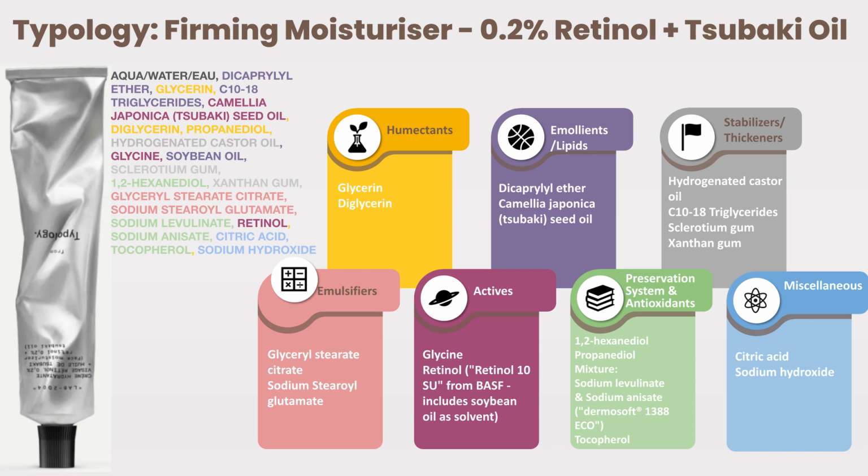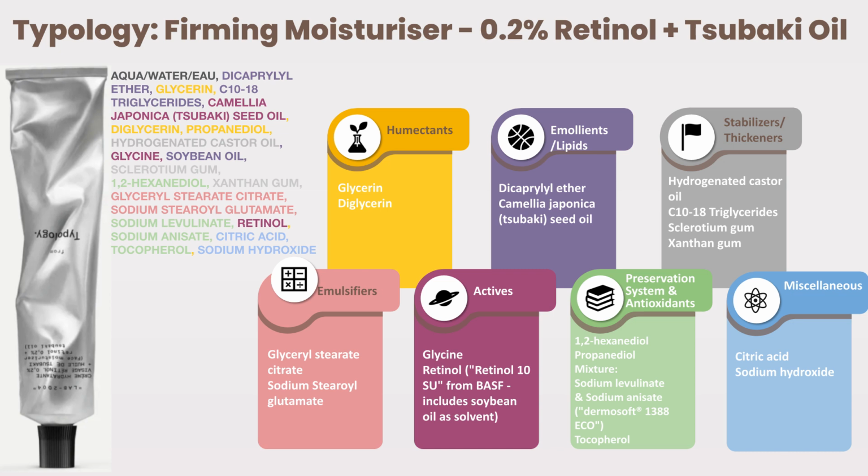For thickeners and stabilizers, we have C10 to 18 triglycerides and hydrogenated castor oil in the oil phase, and 2 gums in the water phase. The emulsification system consists of 2 common anionic natural emulsifiers. For actives, we have the simple amino acid glycine to help moisturize, and the star ingredient backed by science, retinol, at a relatively high concentration of 0.2%.